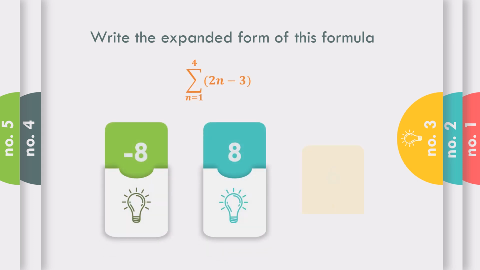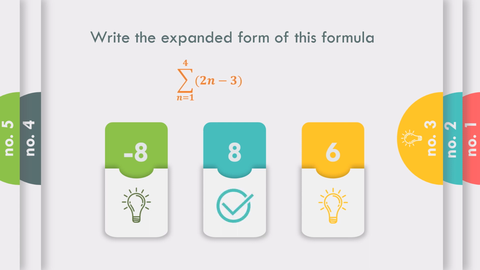Question number 3. Summation of 2n minus 3, n equals 1 up to 4. What do you think is the answer for this question? It is negative 8, positive 8, or positive 6. The answer is equal to positive 8. Correct. How to get positive 8?